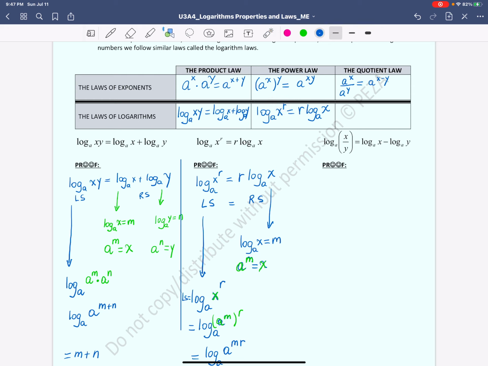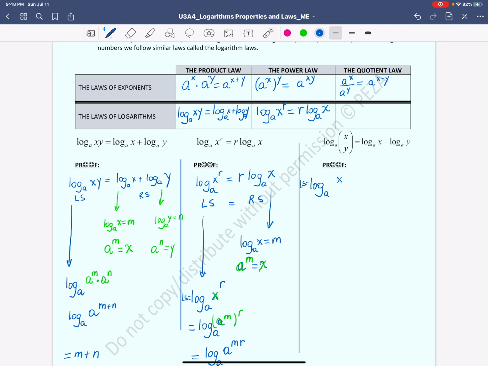Now you can prove the last law on your own. I have confidence in that, but we're going to go over it together. Remember that if you would like to, just pause the video and try it. It's more fun. It's always more fun. So we're trying to prove that the left side here equals the right side. So what I'm going to do is use the power law and the product law in combination to prove the quotient. So I will work with the left side.